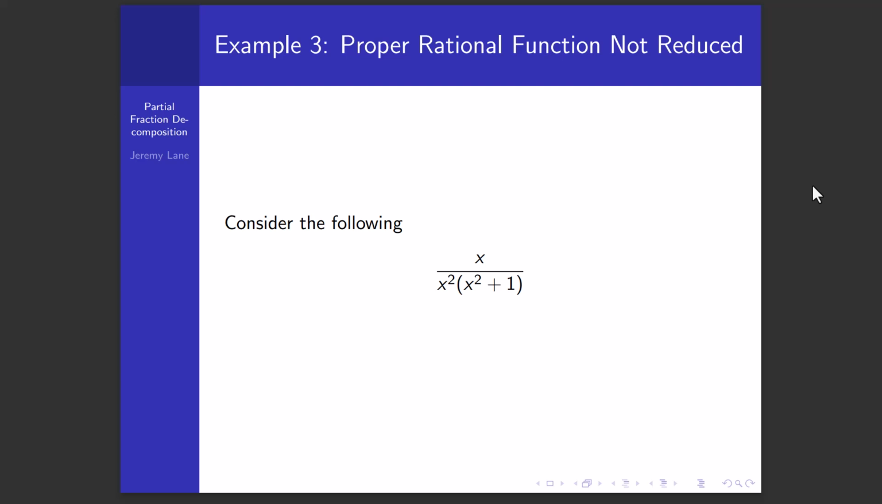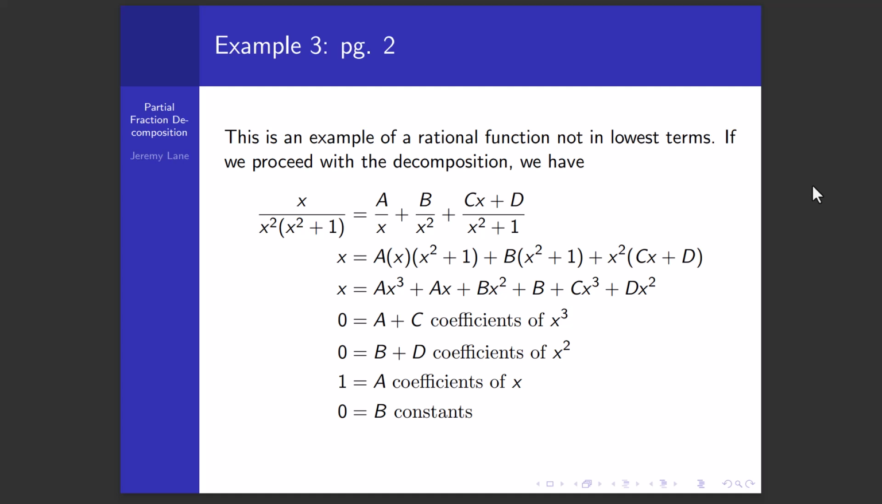So let's consider another example. Here we have x divided by the quantity x squared times the quantity x squared plus 1. This is an example of a rational function that's not in lowest terms, and if we proceed with the decomposition, we end up getting a over x plus b over x squared.